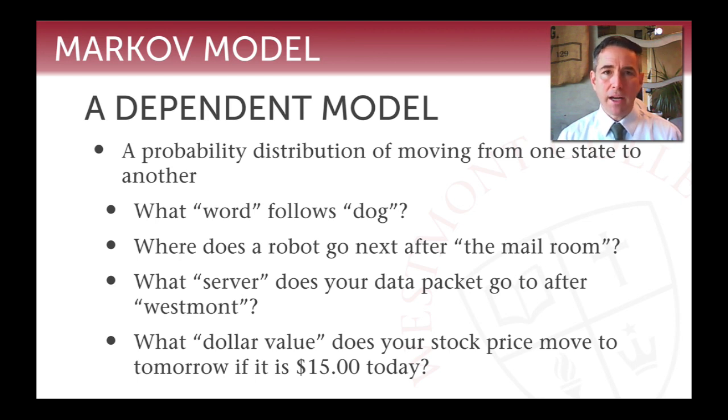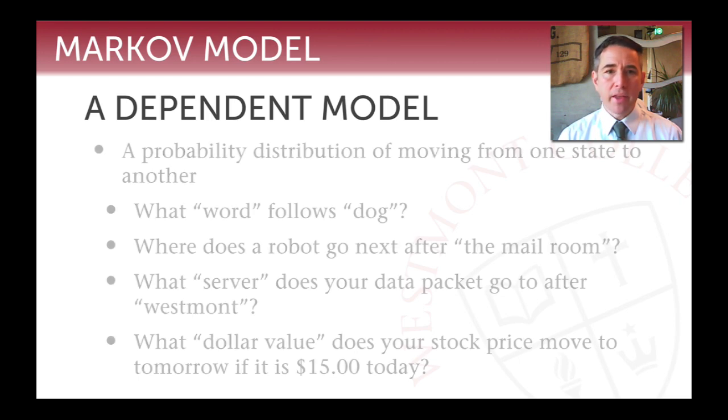And finally, you could have a more sophisticated prediction and say, hey, what dollar value is your stock price going to be tomorrow if it ends the day at $15 today? In this case, you might actually have a probability distribution that's represented as a continuous function. So you might say that it's going to be a normal distribution with a mean of $15 and a standard deviation of maybe $2. And so our prediction about where our stock price is going to be tomorrow could be based on a Gaussian function, which has an area under the curve of 100%.